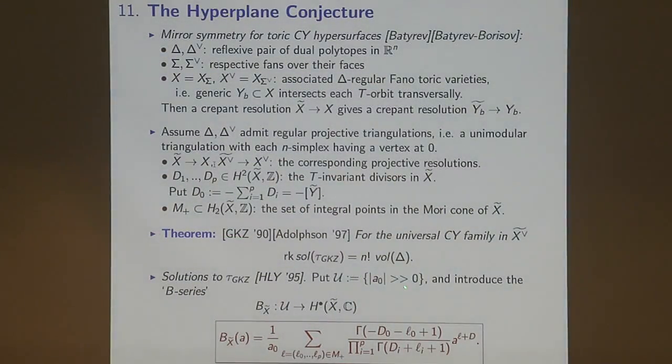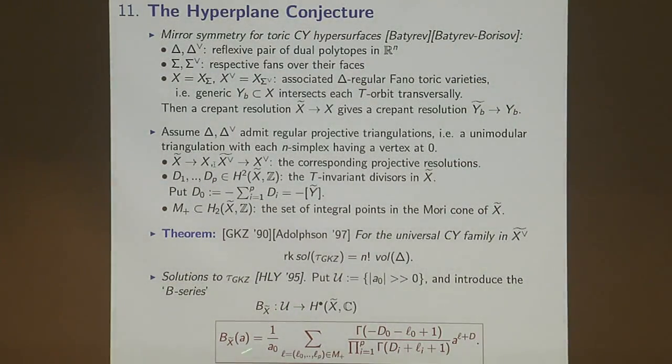You look at a neighborhood of a certain point at infinity, namely this neighborhood. Recall that my a_0 are nothing but the linear coordinates on the space of anti-canonical sections. a_0 plays a special role. It's a particular coordinate, and I want to look at the place where it is sufficiently large. In this neighborhood, I want to introduce something called the B-series. Think of it as a cohomology-valued function defined on this open set.